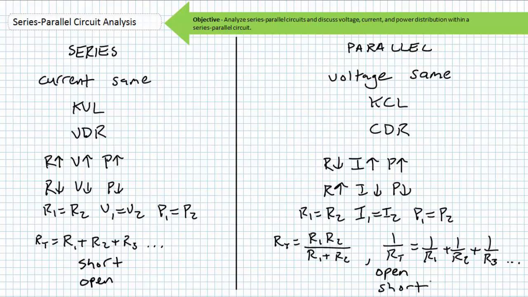The sum of voltage rises always equals the sum of voltage drops. What goes up must come down. The sum of currents entering a node must equal the sum of currents leaving a node. What goes in must come out.